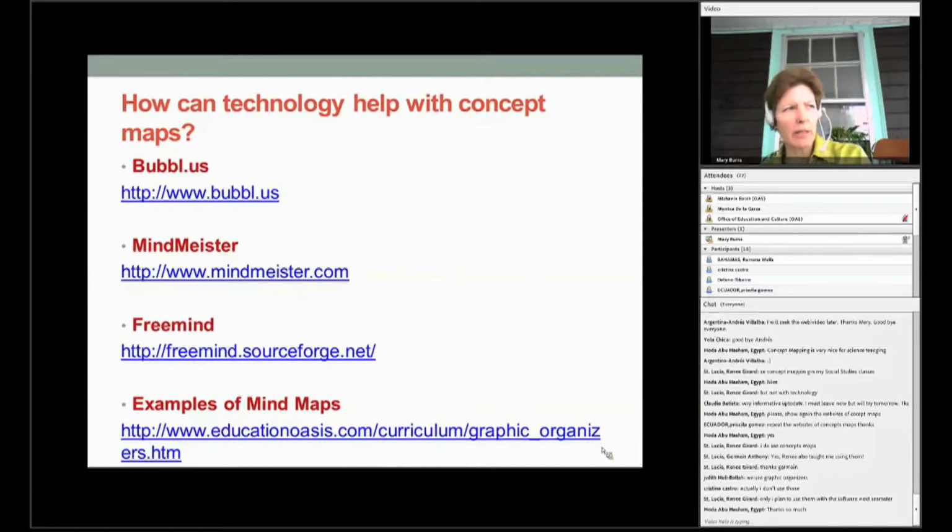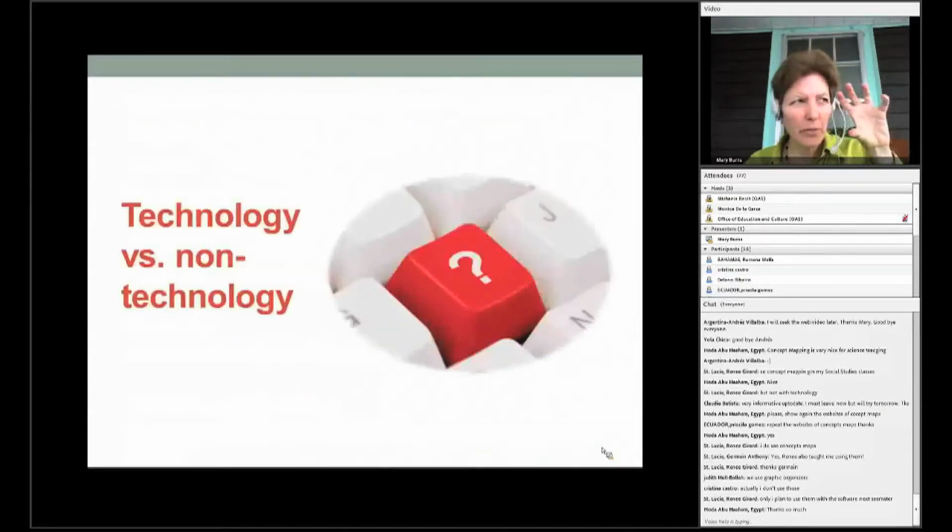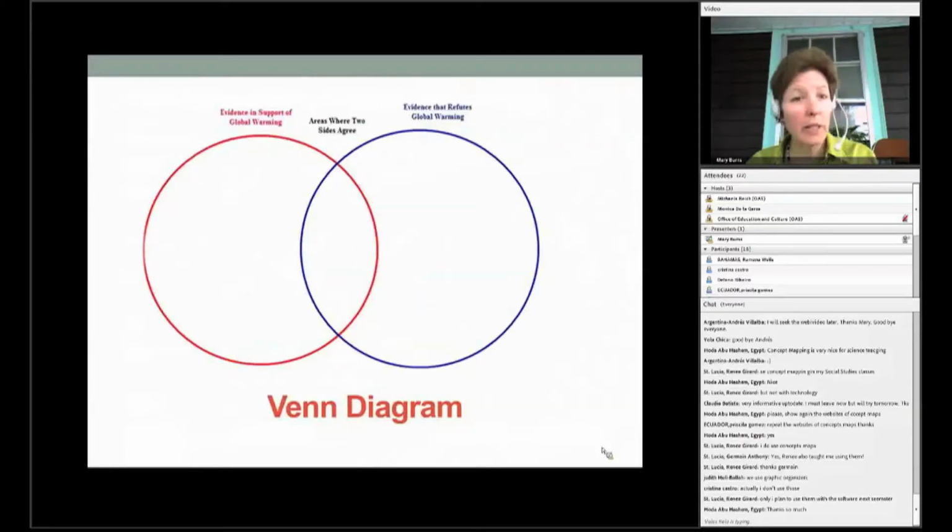And then the last source that I've included for you is examples of mind maps, because what I've found often working with teachers initially when they start using concept maps is they use the same kind of map for everything. But the concept map is a lens, and it helps us to filter information or look at information differently.